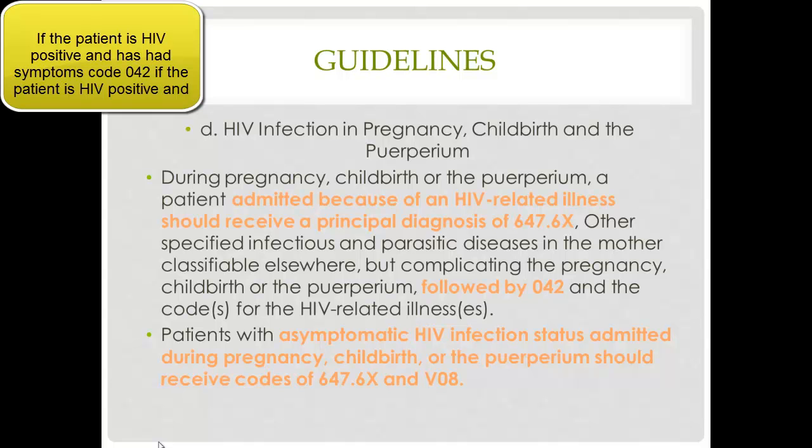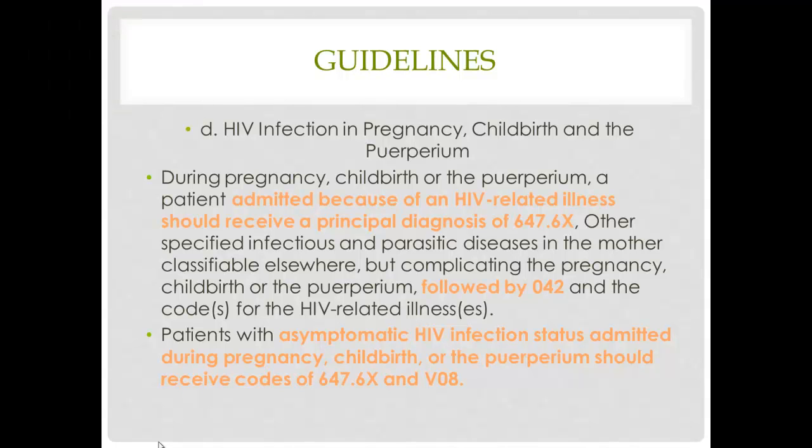Now, if the patient is asymptomatic, meaning that she's HIV positive and there have been no symptoms, then we would code 647.6 with the appropriate 5th digit and V08. So basically, your principal diagnosis code is the same, but depending upon whether she has HIV or is simply a carrier, the second code would change.